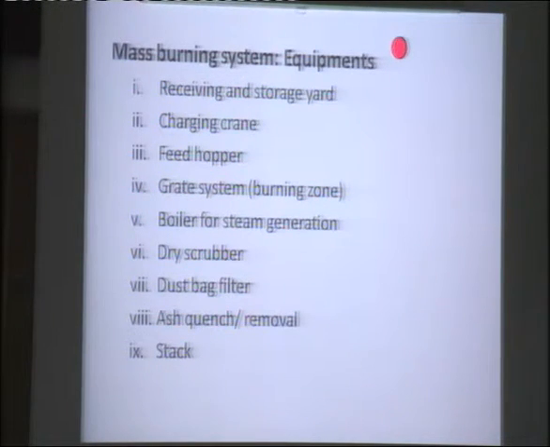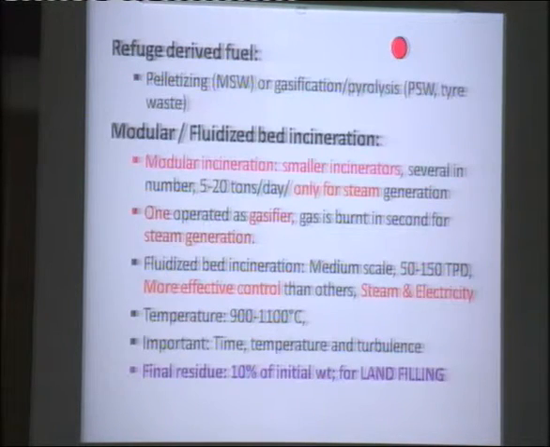That is a typical figure; most of the figures have been taken from the reference. Then you will have different equipment in this type of mass burning system. You will have a storage yard, charging drain, feed hopper, drain system for burning, boiler for steam generation, scrubber for treating the acid gas, dust bag filter, and ash removal. The very high temperature ash cannot be sent for landfilling, and the gas needs to go to the stack.